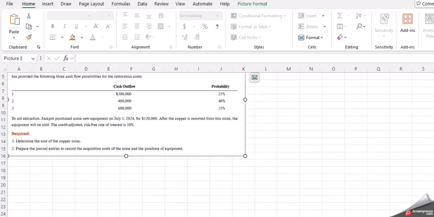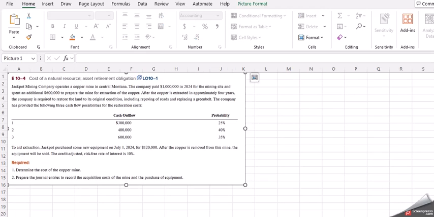Then we come over to this one. We have natural resources and setting up that asset retirement obligation. So Jackpot Mining operates a copper mine in Montana, and they paid $1 million in 2024 for the mining site, and they spent an additional $600,000 to prepare the mine for extraction of that copper.